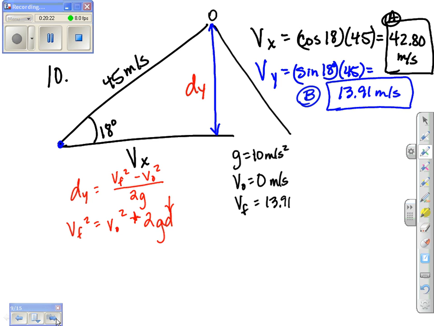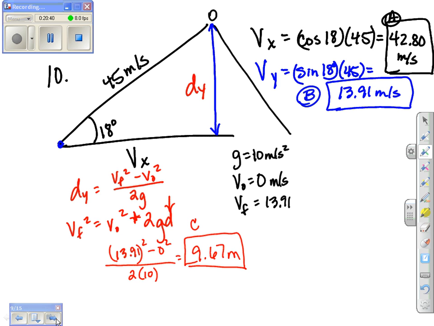So I'm going to say 13.91 squared minus 0 squared over 2 times 10, which is going to give me an answer of 9.67 meters. So this would be my answer to C. And I use this because, again, I don't have time yet. And since I don't have time, I can just use this formula because I have gravity.